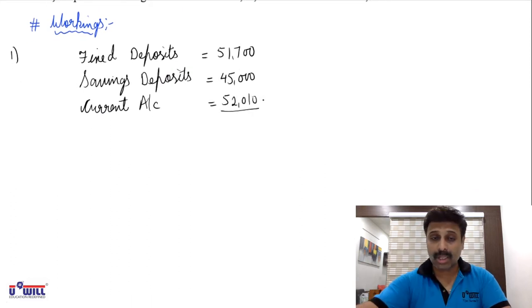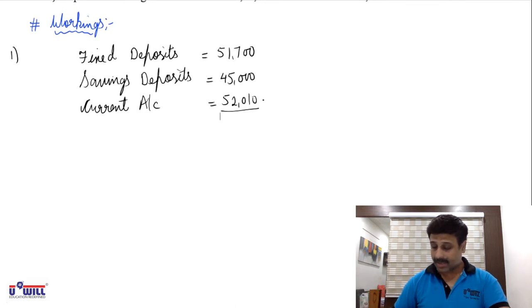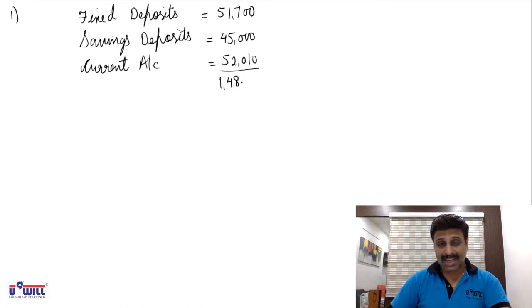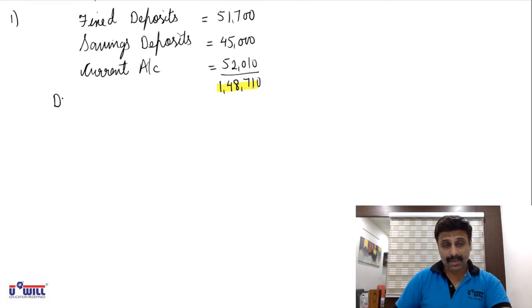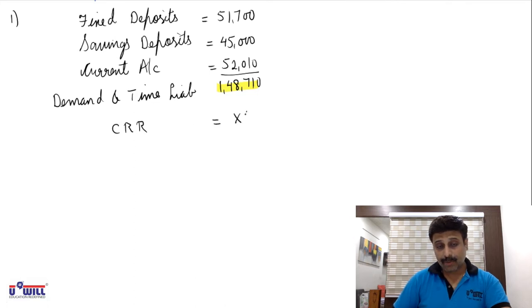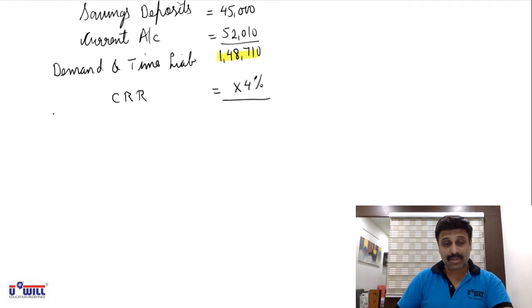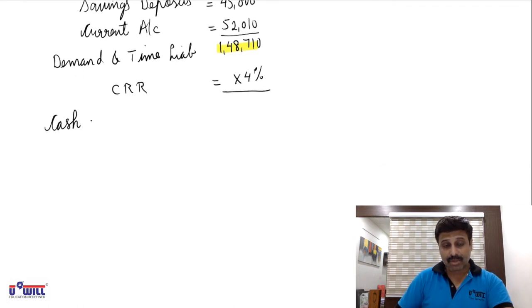So if you do the total of all the three, 51,700 plus 45,000 plus 52,010, you all will get 1,48,710. What is this 1,48,710? This is demand and time liabilities for the bank. Now here, cash reserve ratio is 4%. Means what are the cash reserves to be kept with RBI? Cash reserve ratio means what is the cash to be kept with RBI?